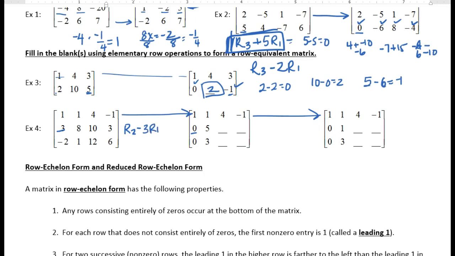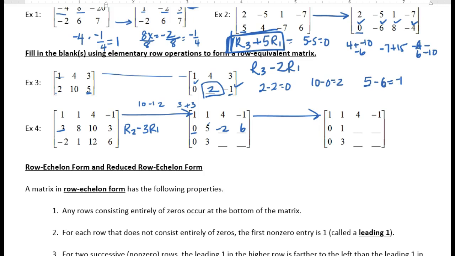I need to subtract 3 times row 1. All right, so let's play this out. So that would be 3 minus 3 gives me 0. 8 minus 3 gives me 5. We're good. Let's do this. 10 minus 3 times 4, so that's 10 minus 12 gives me negative 2. And then we have 3 minus 3 times negative 1 is plus 3, so that gives me a 6. All right? Now let's do the last row.